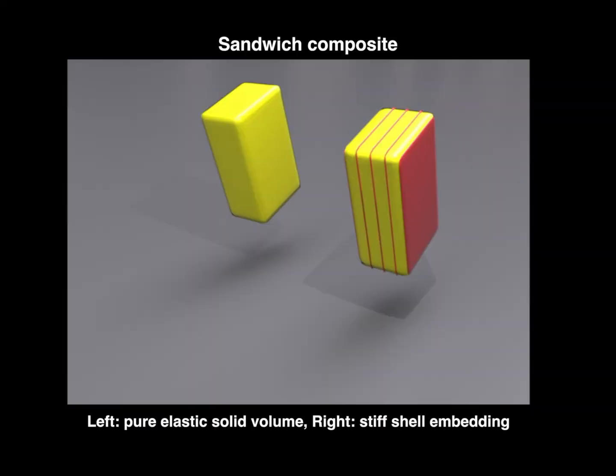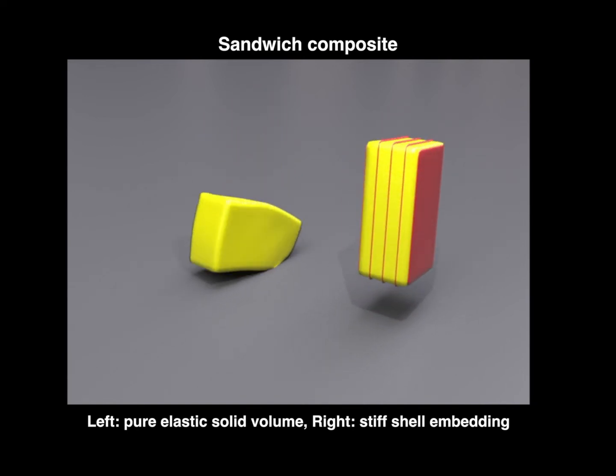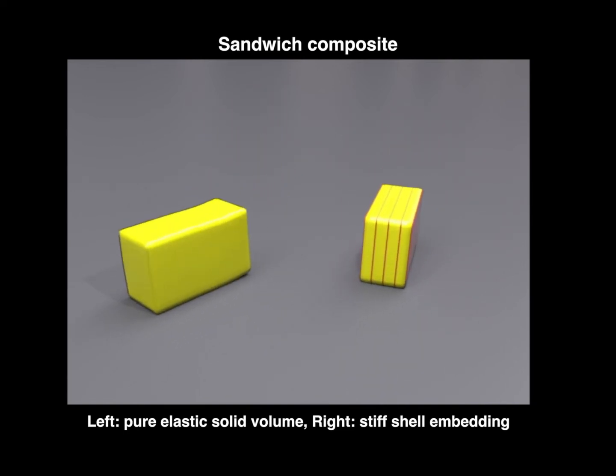Lastly, face connections allow embedding shells into solid objects. A natural example is to embed stiff shells into a softer solid volume to form a sandwich-structured composite. The remainder of this video provides supporting didactic visuals for points raised in the paper.